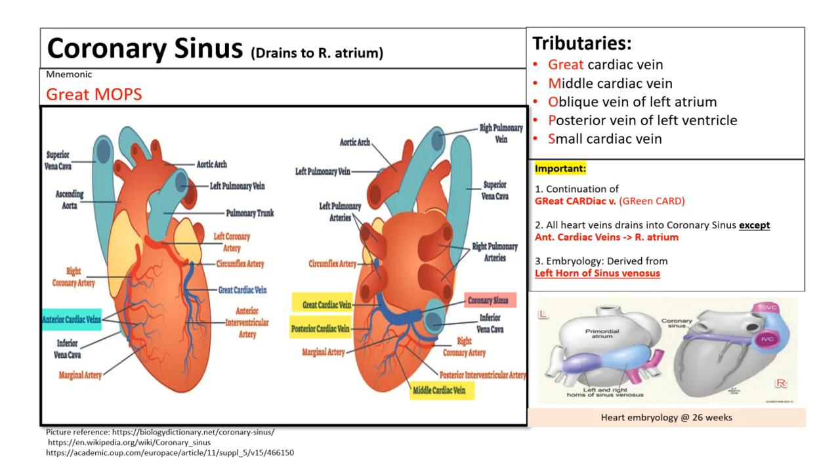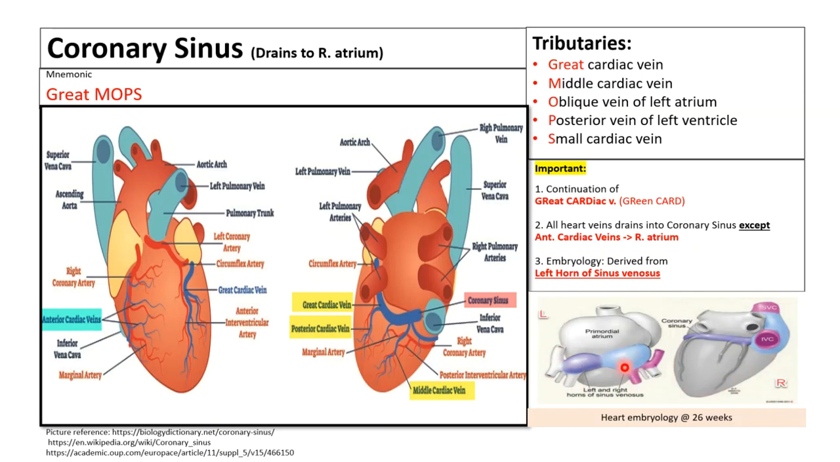if you have an embryology question, the most important question regarding the coronary sinus would be the development of coronary sinus, which is from the left horn of the sinus venosus. So if you see this diagram, this is the heart in an embryo at the age of 26 weeks. This is the sinus venosus, and the right horn. This is the right hand side, this is the left hand side.